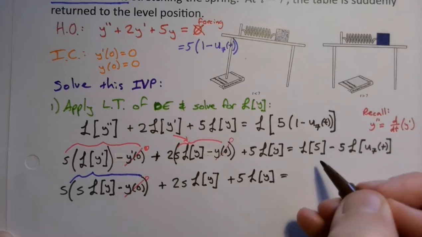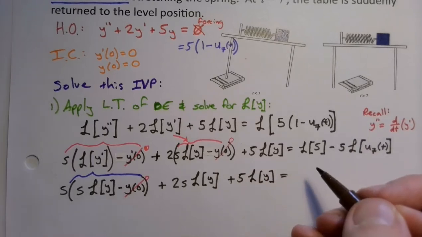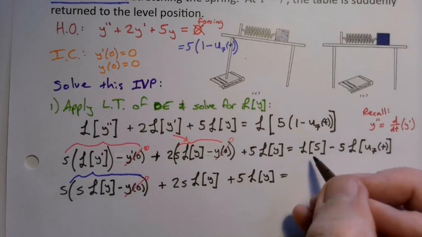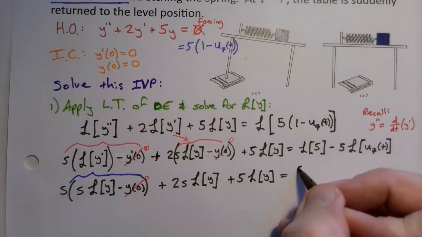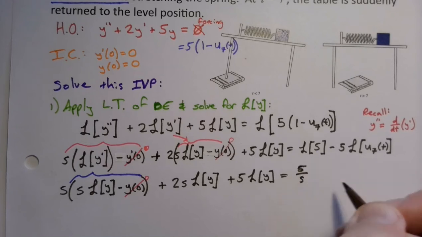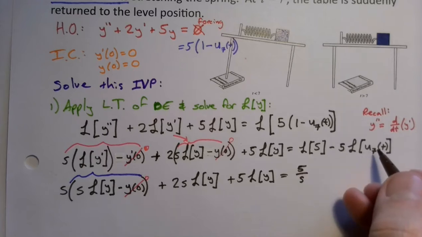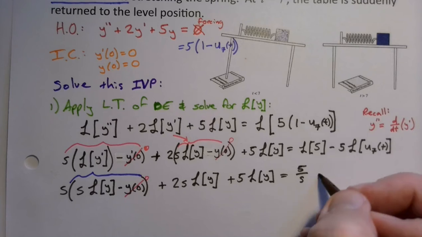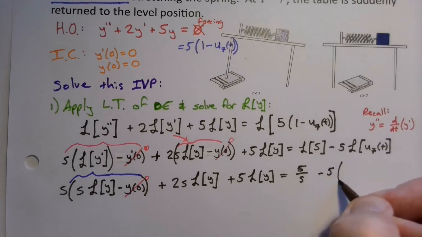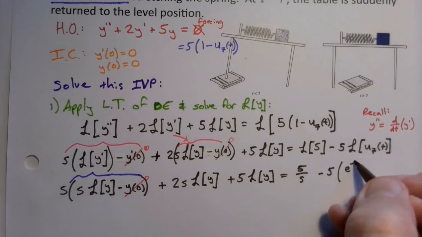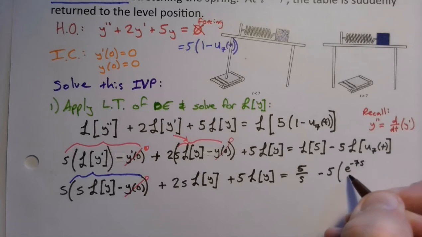The other side is Laplace transform of 5, if you remember. That's just going to be, Laplace transform of a constant is just that constant divided by s. And then the Laplace transform of the Heaviside function is that 5 out front, negative 5 times, and then this thing is just e to the negative, whatever that subscript is, 7s over s.